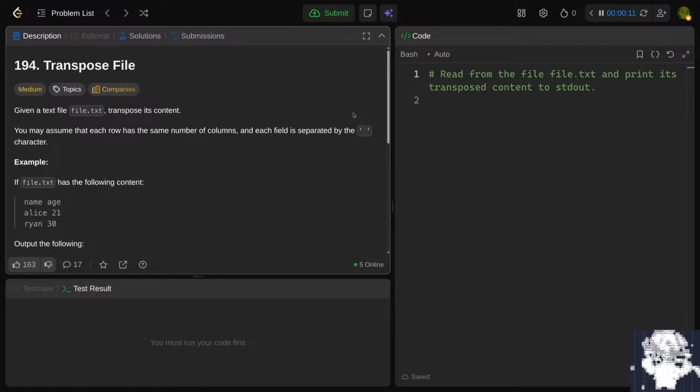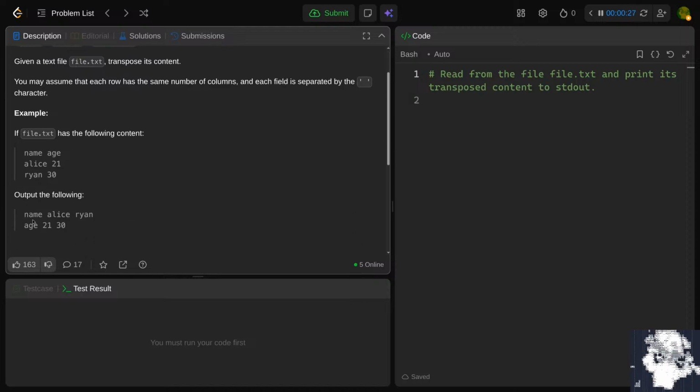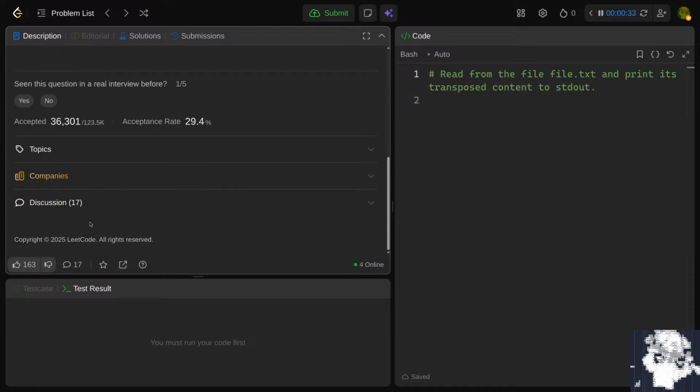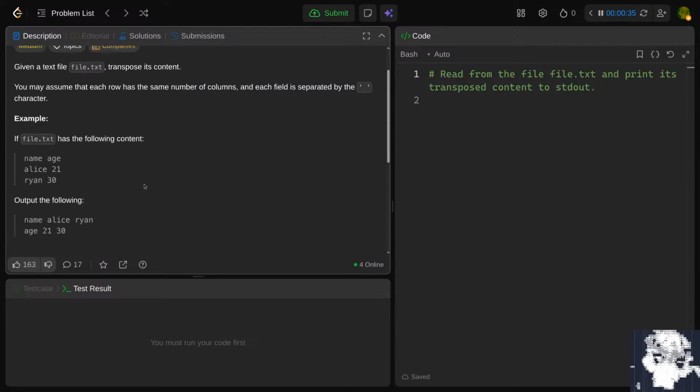Given a text file, file.txt, transpose its content. You may assume that each row has the same number of columns and each field is separated by the space character. Example, if file.txt has the following content, name age, Alice 21, Ryan 30, output the following: name Alice Ryan, age 21 30. Oh boy.